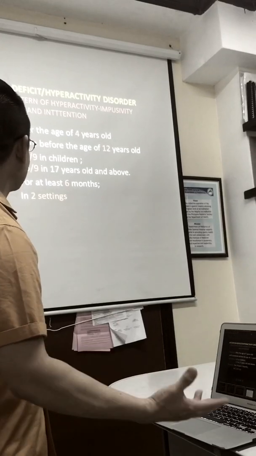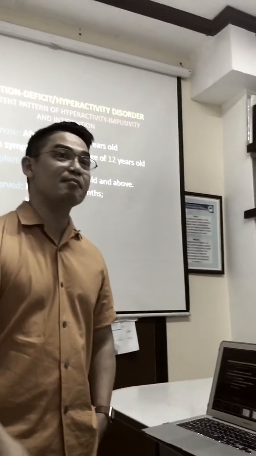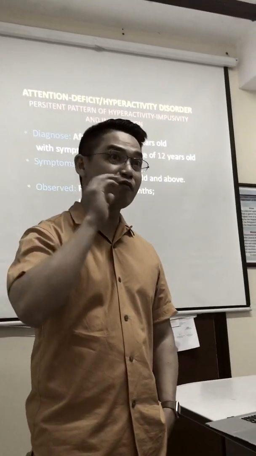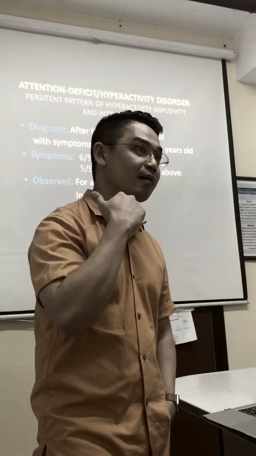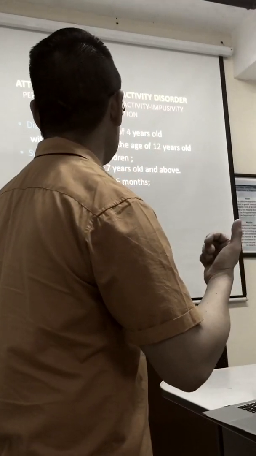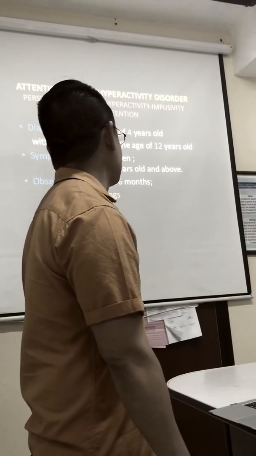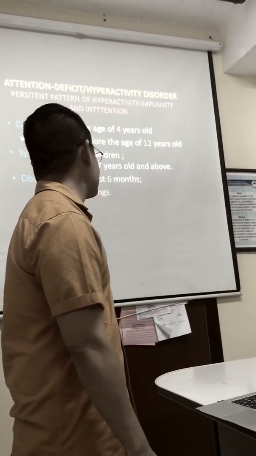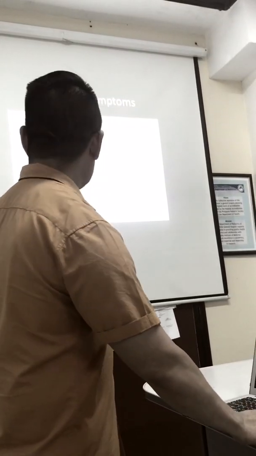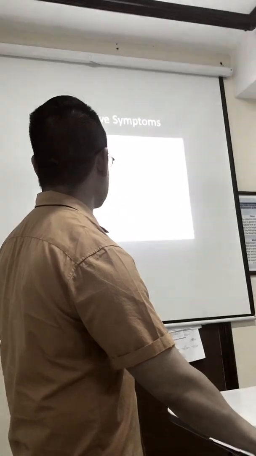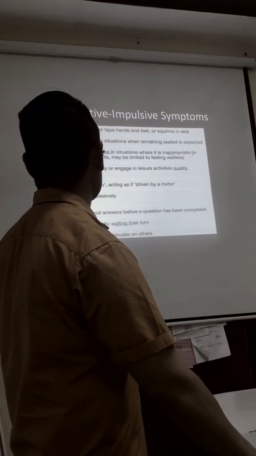Then, from our last lecture, we know that in the diagnosis of ADHD, the diagnosis must be after the age of 4 years old. The symptoms have to be present by the time that they are 12. The symptoms are 6 out of 9, this is the diagnostic criteria in children, and 5 out of 9 from 17 and older. And the symptoms must be observed at least 6 months in 2 settings. So just to review, these are inattentive symptoms as we reviewed the last time, and these are our hyperactive symptoms.